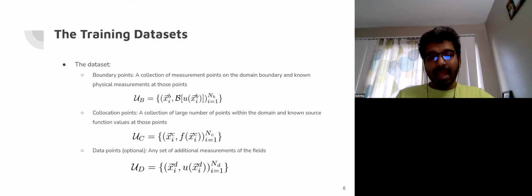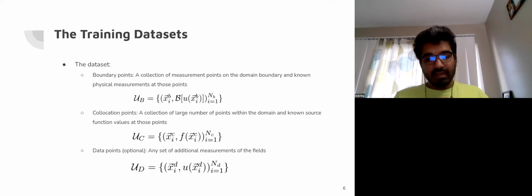And thirdly, we might have some additional data points at some intermediate points that are not on the domain boundary, but this is not exactly essential for training. It is something that would be nice to have. If we have some additional measurements, why not use them?